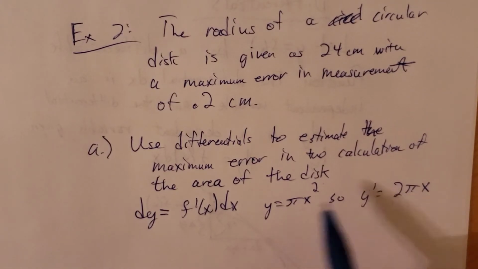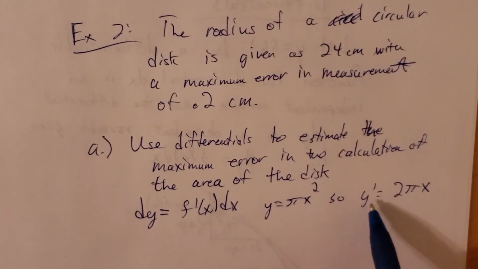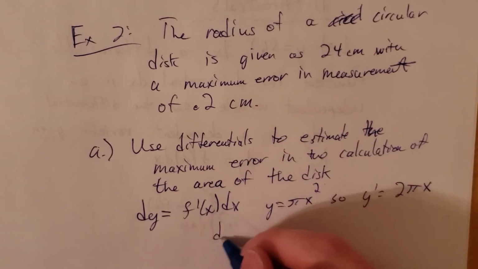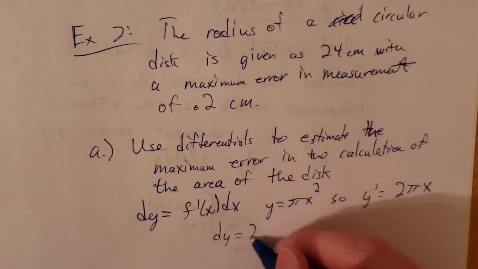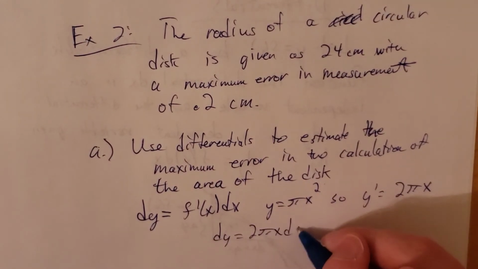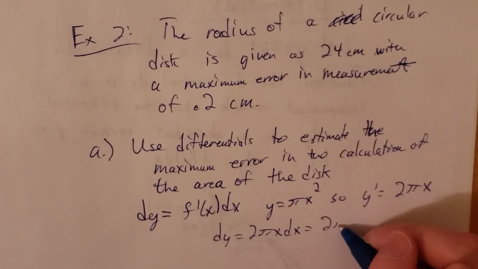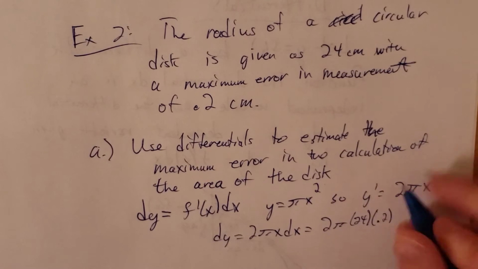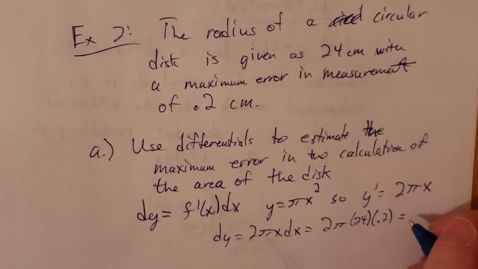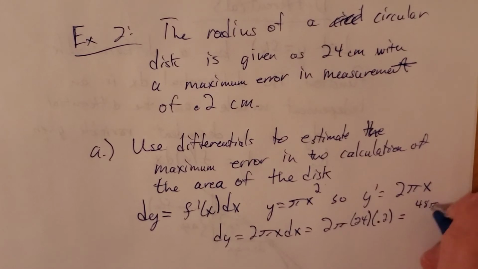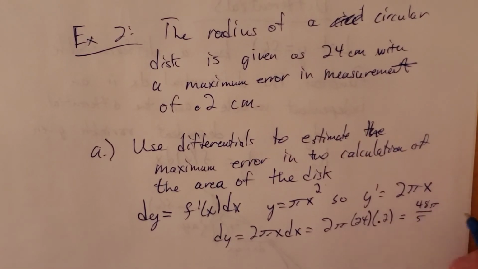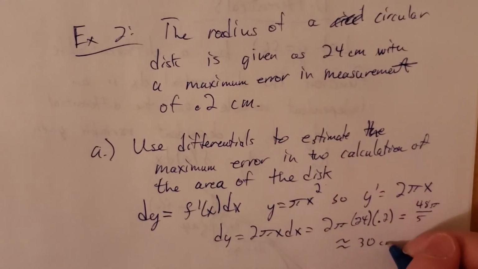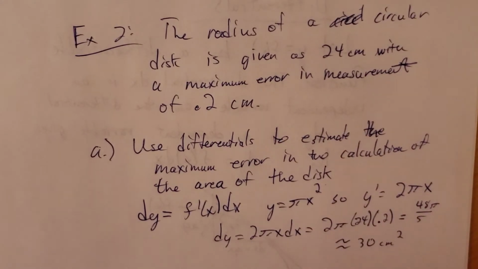And what are we actually doing here, right? So this gives us our y prime, which gives us our dy equal to 2 pi x dx, which we can plug in our 24 centimeters times our 0.2 centimeters and get an estimated maximum error of 48 pi over 5, which is approximately 30 square centimeters.